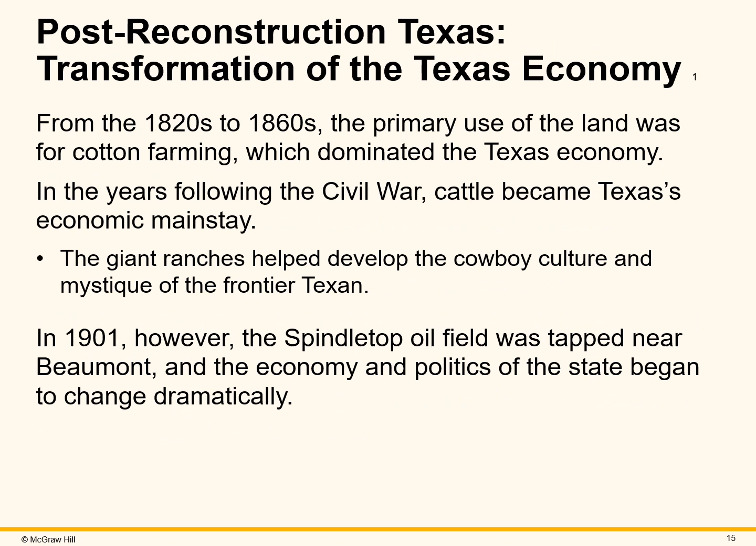The transformation of the Texas economy. From the 1820s to the 1860s, the primary use of land was cotton farming, which dominated the Texas economy. In the years following the Civil War, cattle became Texas's economic mainstay. The giant ranches helped develop the cowboy culture and the mystique of frontier Texas. In 1901, however, the Spindletop oil field was tapped near Beaumont, and the economy and politics of the state began to change dramatically.